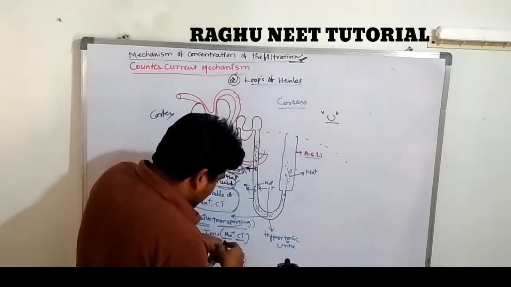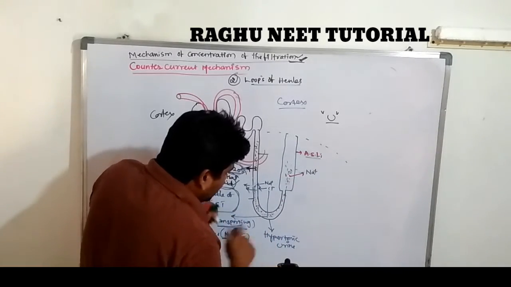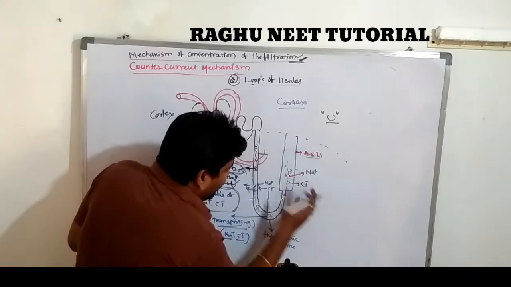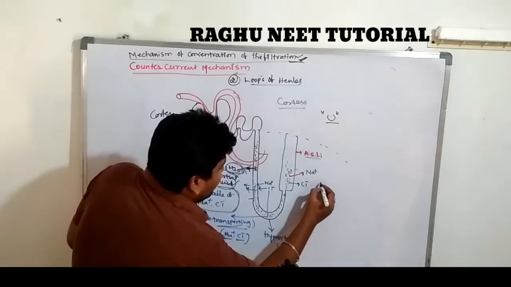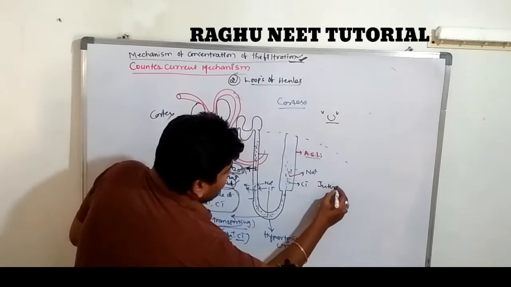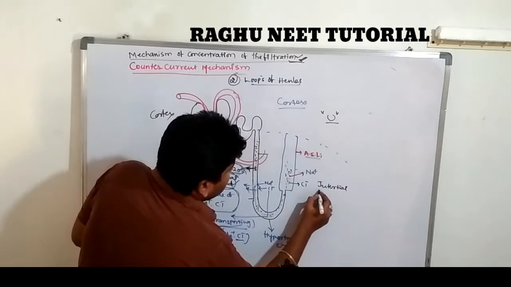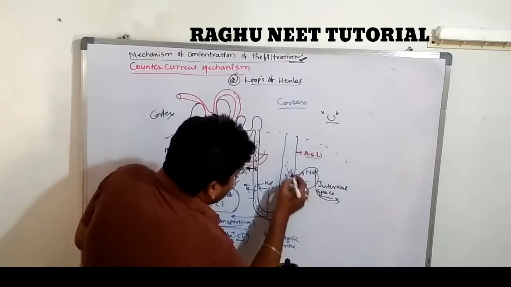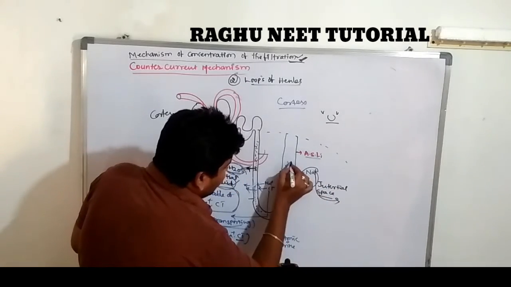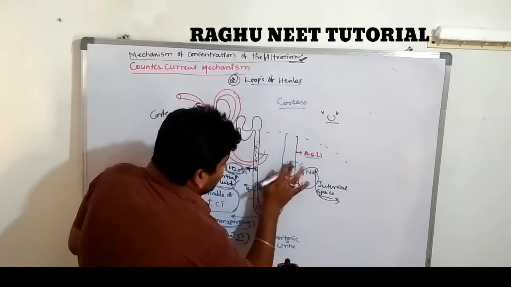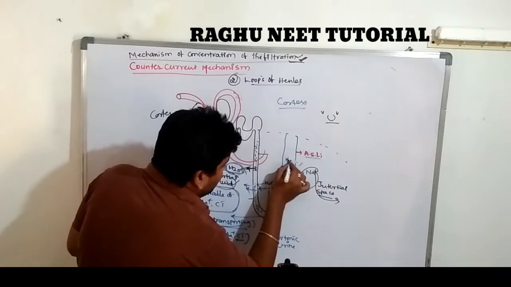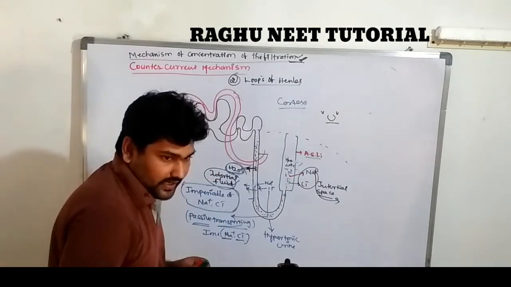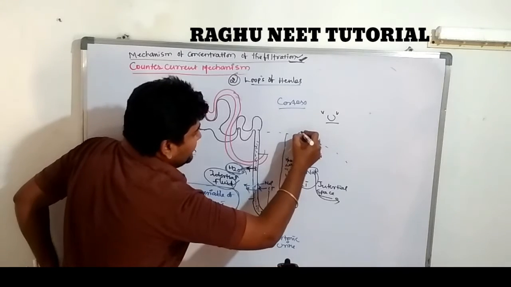So these sodium and chloride ions are there in the ascending limb. They come out from the ascending limb and enter into the interstitial space or interstitial region. So both are there in the interstitial space. The ascending limb contains some amount of water and uric acid and so on.